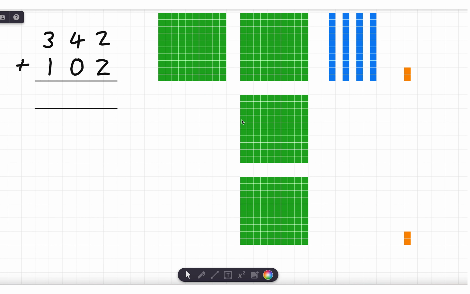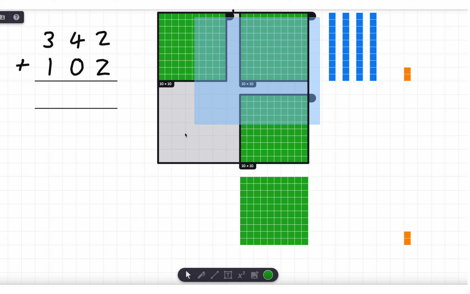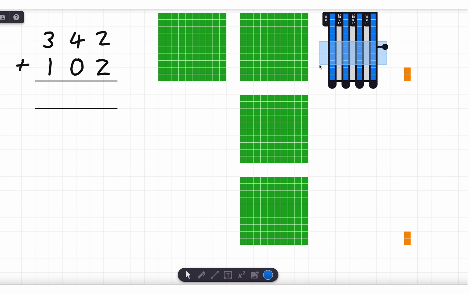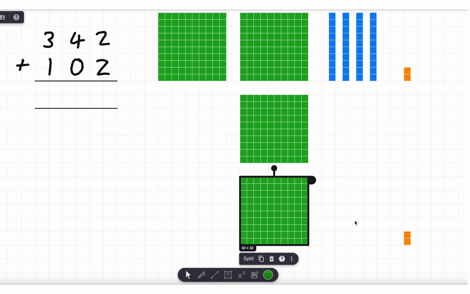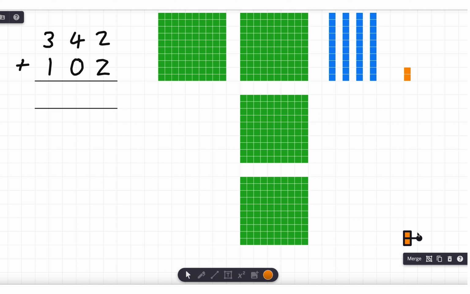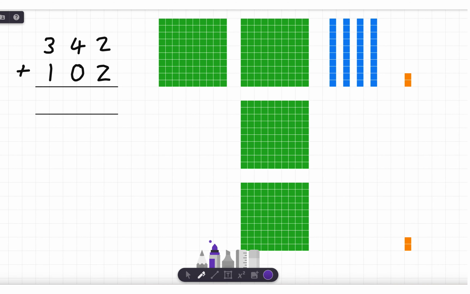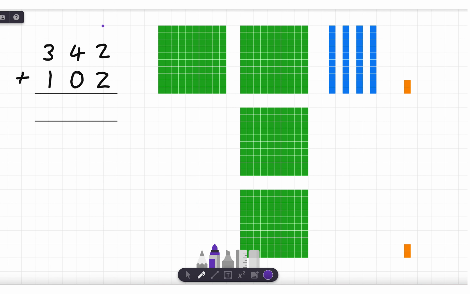Right, 342 plus 102. So you can see here that we've got our 300, our 40 and our 2. And then underneath here we have 100. We've got no tens in this second addend and 2 units. So as with 2-digit column addition, we're going to start right off with the smallest place value column, which is the units. So we've got 2 units, add 2 units, which gives us 4. So I'll move that up there. And 4 in the units column.